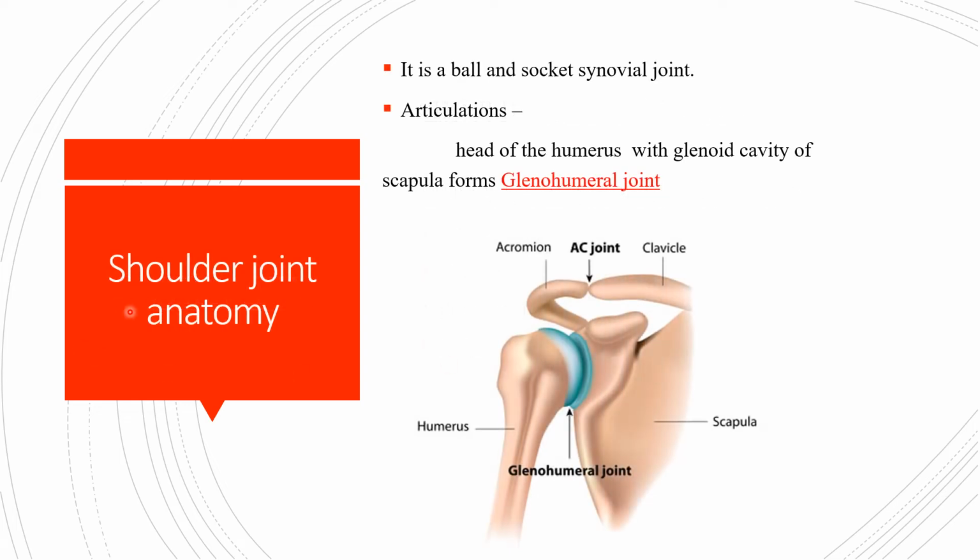So shoulder joint anatomy: here you can see there's a scapula and there's a humerus. The head of the humerus articulates with the glenoid cavity of the scapula, which forms the glenohumeral joint. And as the structure itself shows, it is a ball and socket synovial joint.